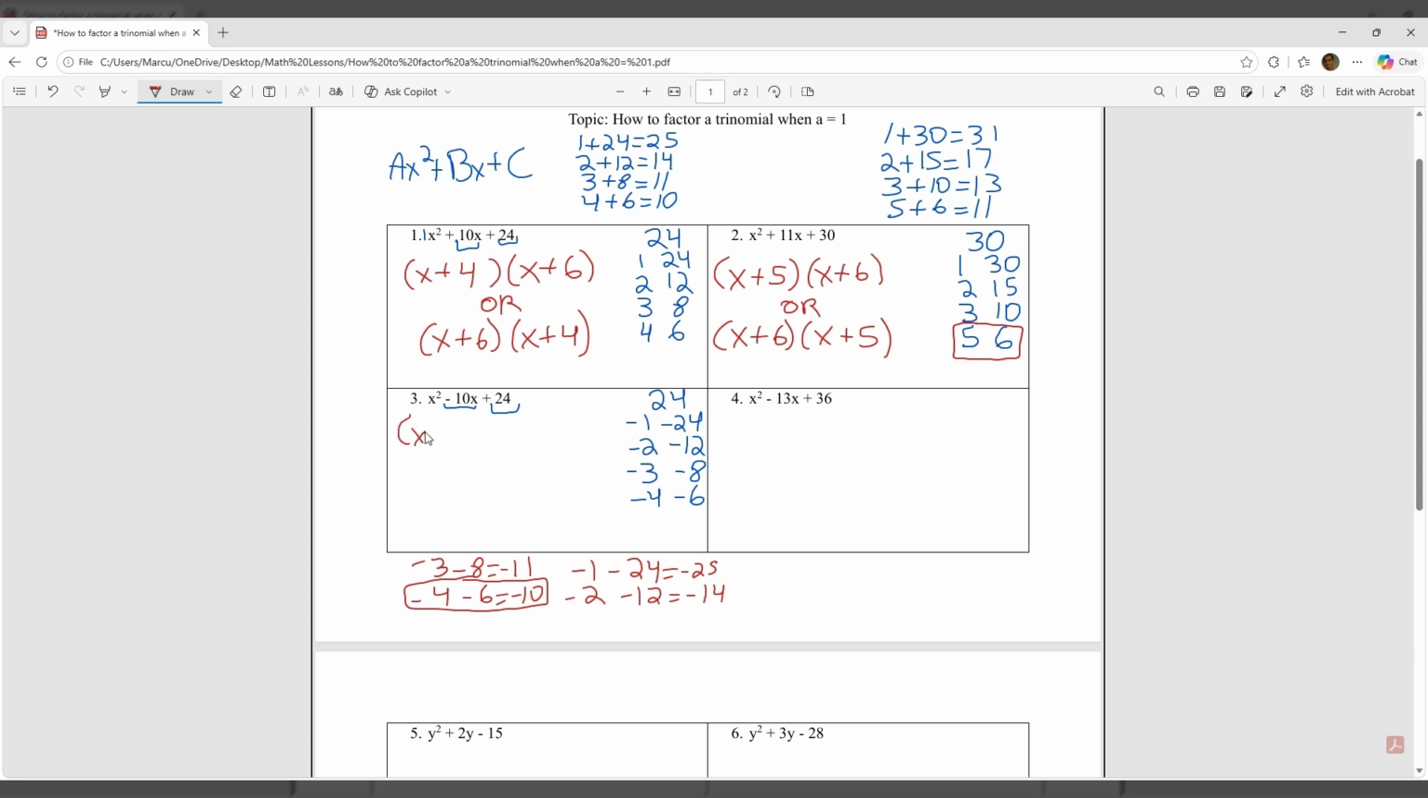So we write x minus 4, x minus 6. Or again, you can change the order and write x minus 6, x minus 4. And again, the order does not matter as long as you have those two numbers. So please go ahead, pause the video, and try question number 4.